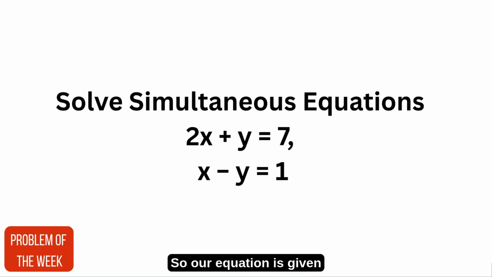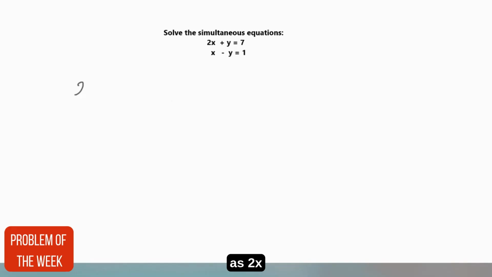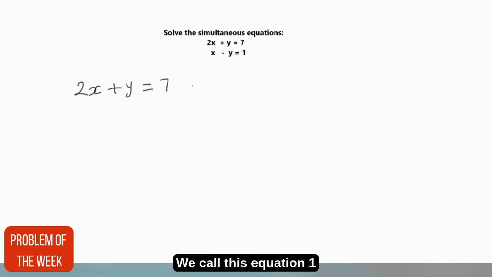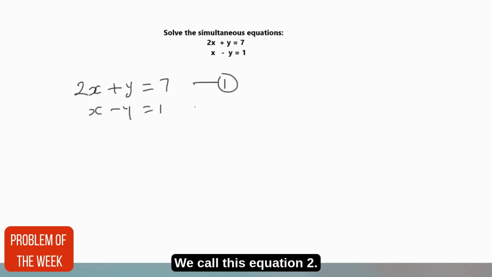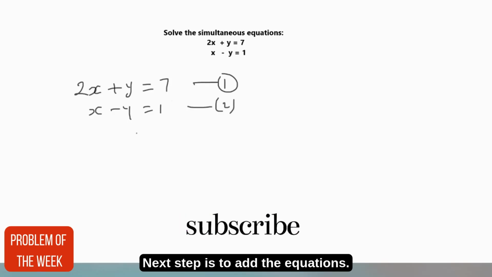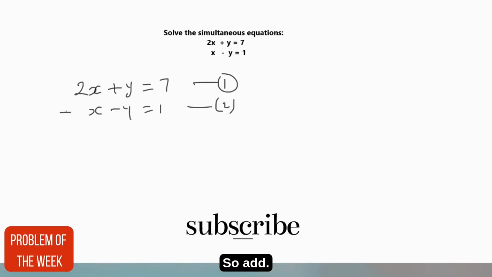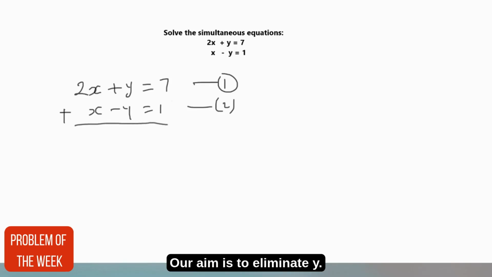So our equation is given as 2x plus y equal to 7. We call this equation 1, and we have x minus y equal to 1. We call this equation 2. The next step is to add the equations. So we add. Our aim is to eliminate y.